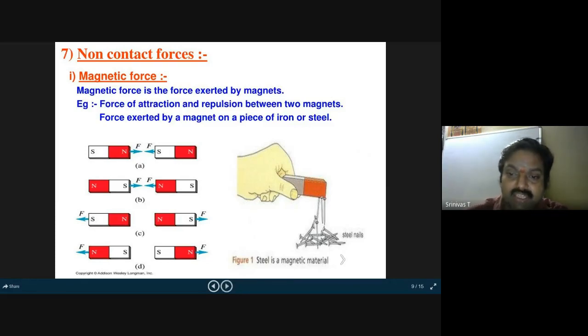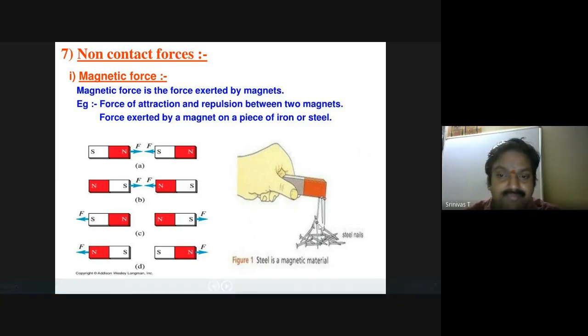So here you can see in this picture some iron pins being attracted towards the magnet. That is without any physical contact; it is only a non-contact force.